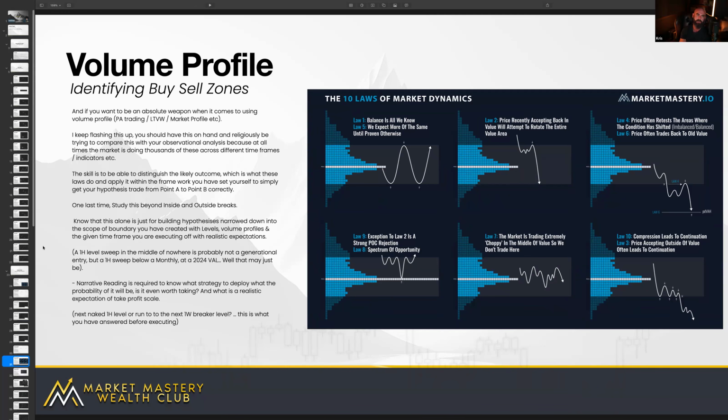The skill is to be able to distinguish the likely outcome, which is what these laws do, and apply it within the framework you've set yourself to simply get your hypothesis to trade from point A to point B correctly, because that's all we're trying to do.